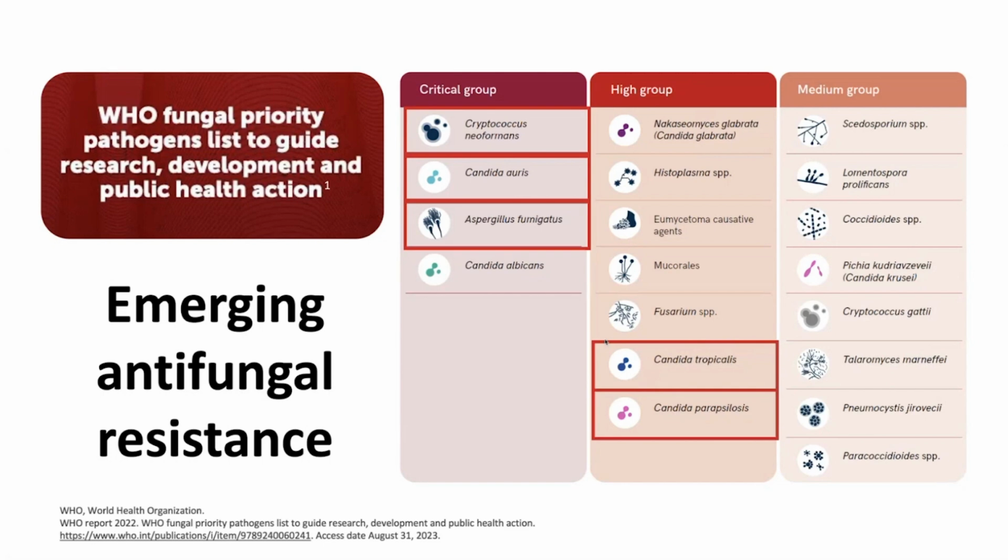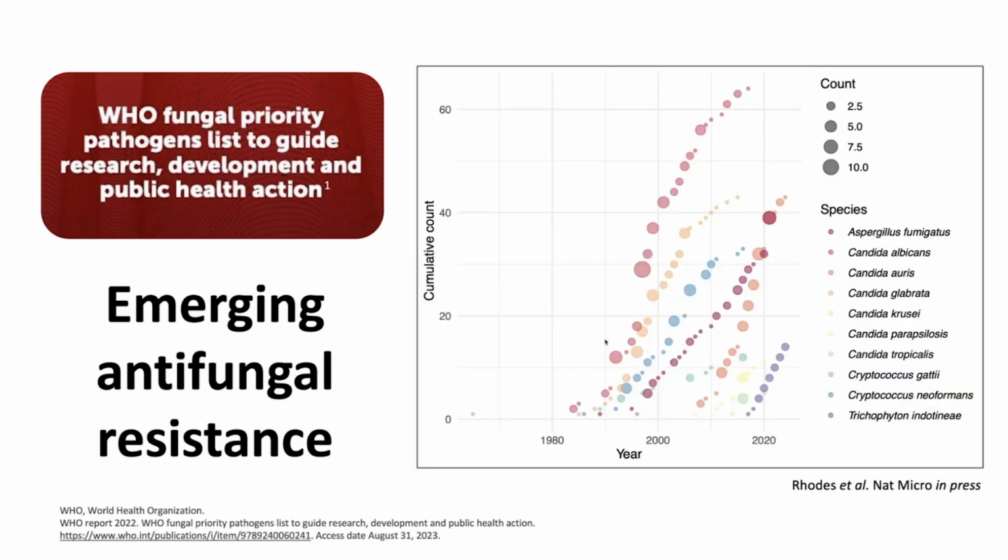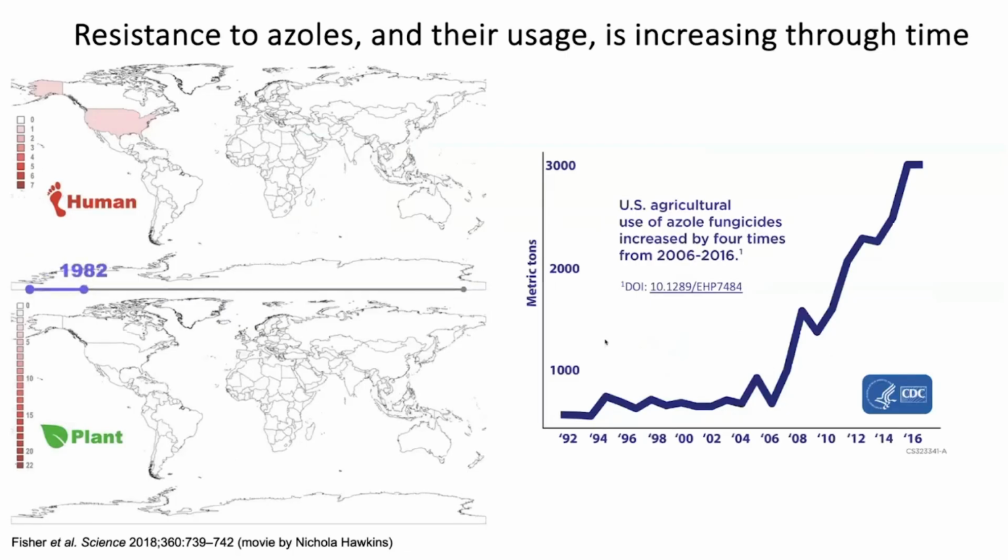However, we have resistance emerging across a number of these, and you can see it stacked up in that critical and high group. This has been recently put together by Joe Rhodes. It's in press in Nature Microbiology, and you can see that this isn't a background level of resistance, it's an Anthropocene increase. So why is this?